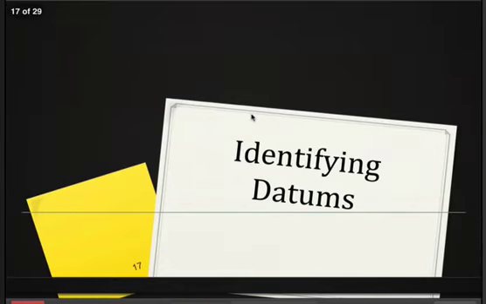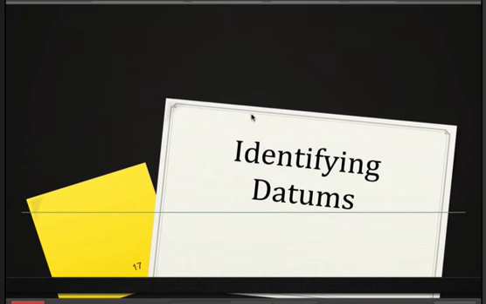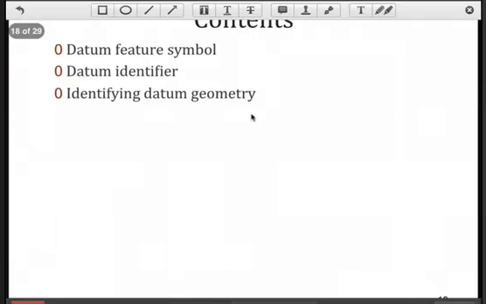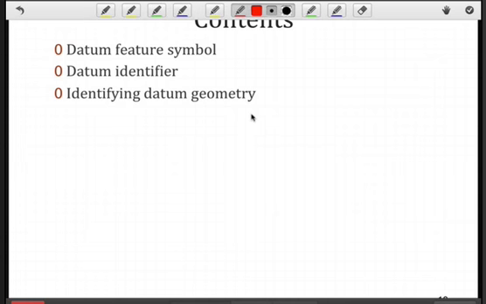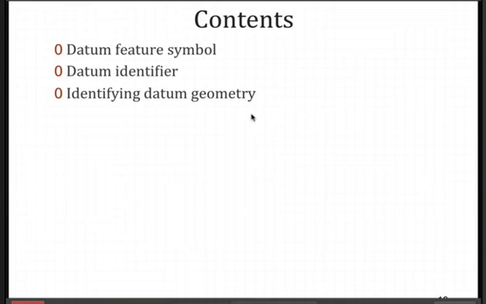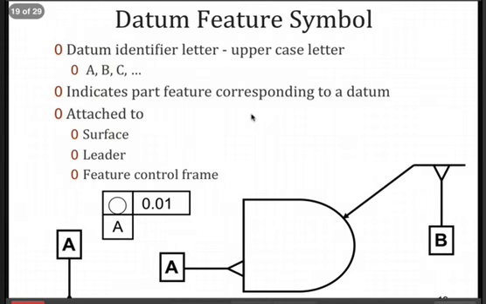So, how do you know you have a datum when you look at a design specification? Well, you need to be able to identify the datum. And so, we'll be looking for what we call a datum feature symbol. And in that symbol, there will be a datum identifier. That datum identifier will tell us what datum corresponds to that datum feature. And then from that, we'll identify the datum geometry.